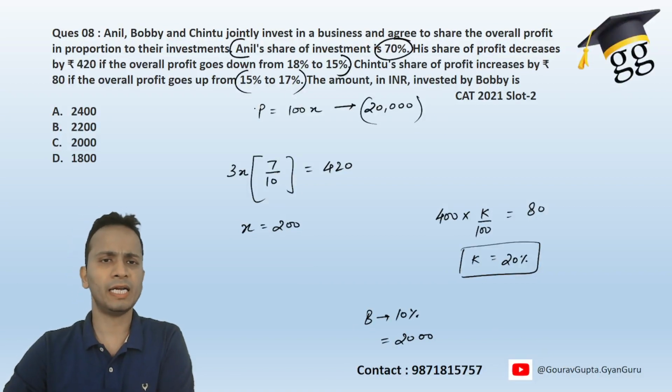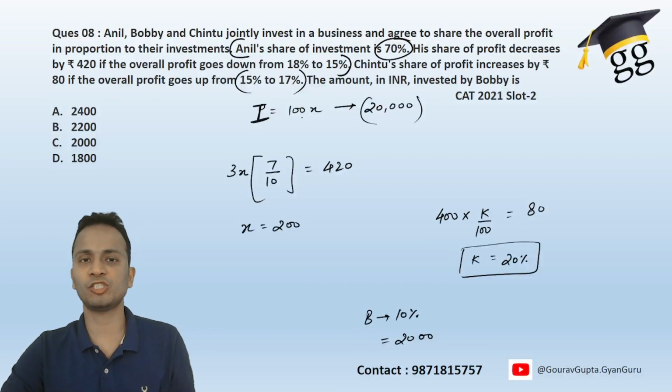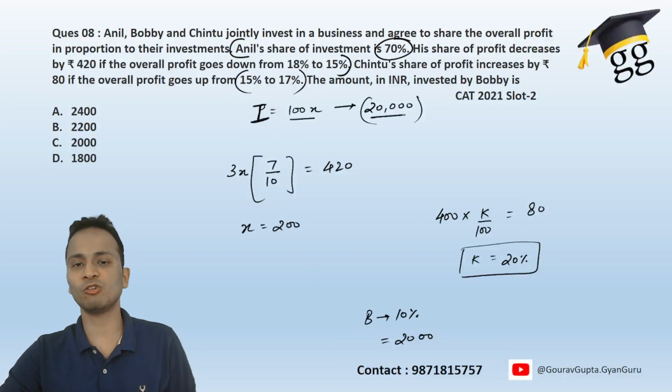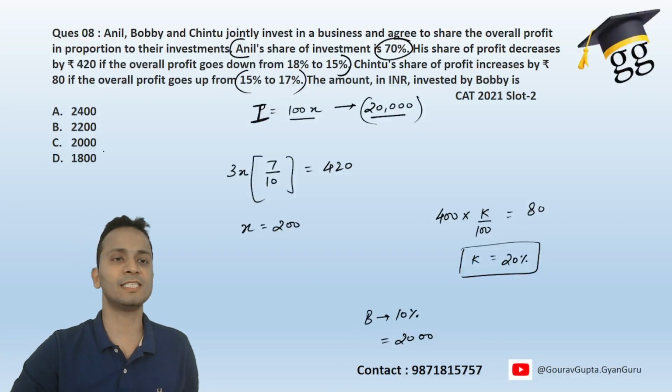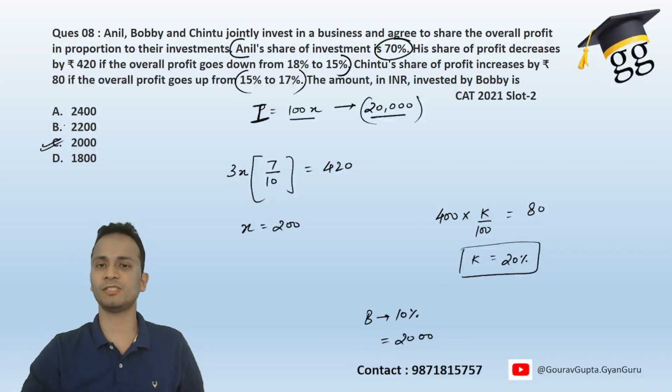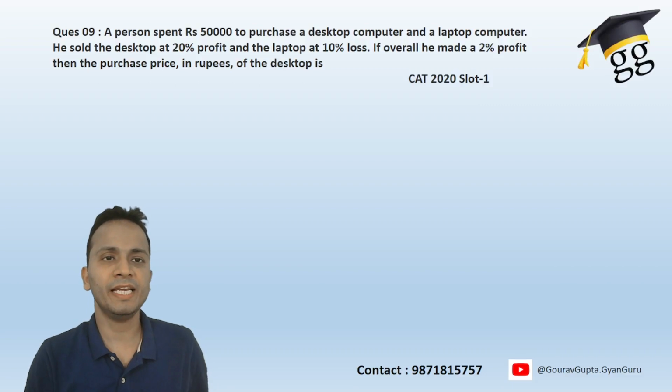Okay. At the initial stage, it was considered as investment, not the profit. Okay, so investment was 100x. So 20,000 was the total investment. B's percentage share is 10%. That is 2,000, which is option C. Okay. Moving on, next question, question number 9.